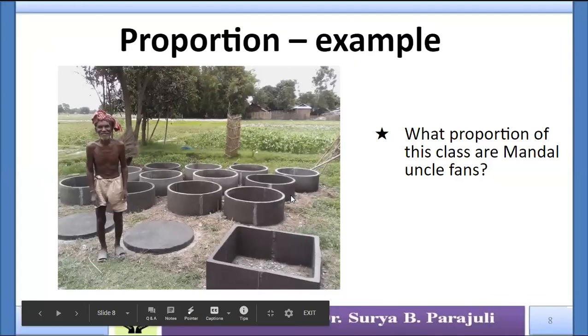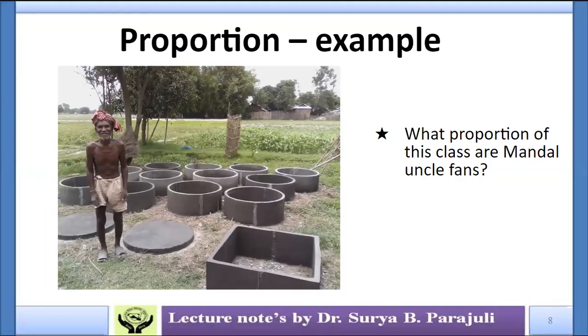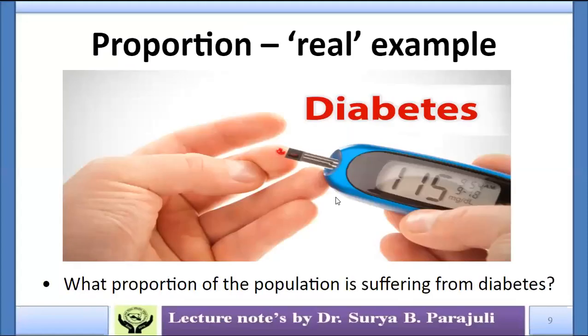Another example. What proportion of this class are Mandal's uncle fans? This is in our community setting. You can easily identify. And this is our real context for the future doctors, a real example, diabetes. What proportion of the population is suffering from diabetes?